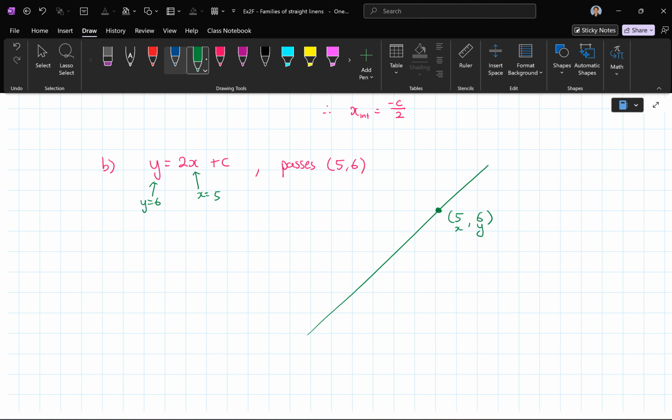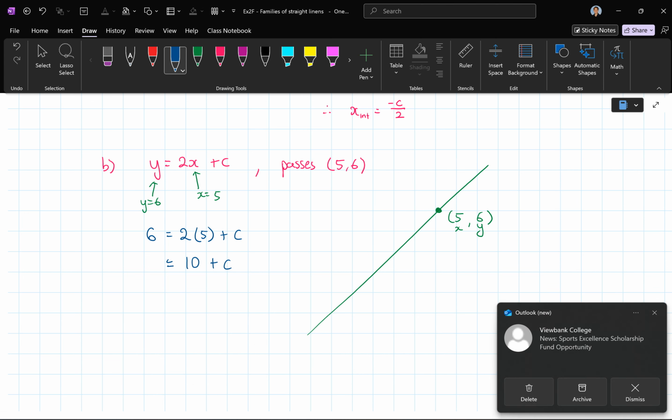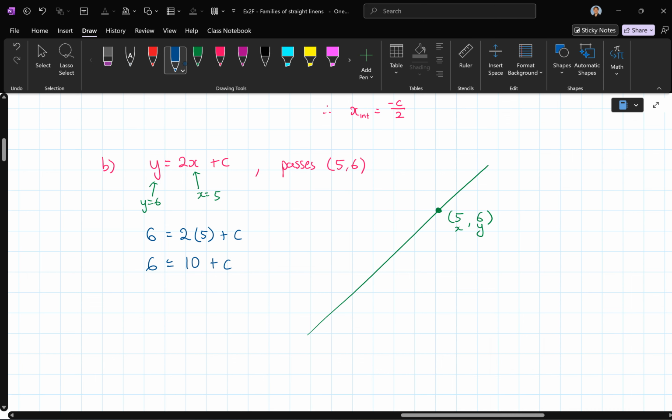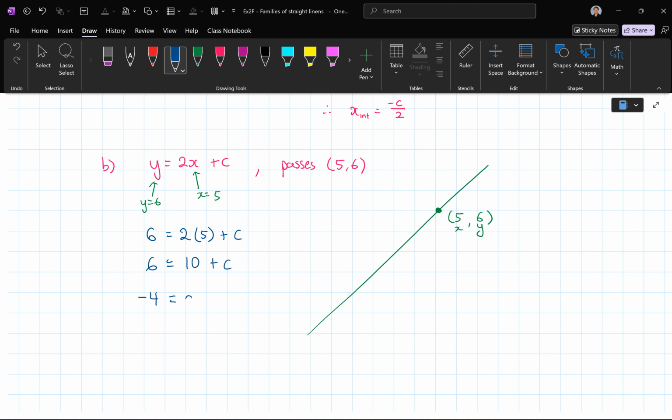If you substitute that in, you get 6 is equal to 2 times 5 plus c, and now it's possible to solve for c. That's 2 times 5, which is 10, plus c is equal to 6. To solve for c, minus 10 on both sides, and you get negative 4 is equal to c. That means if the line is going to pass through (5, 6) and has a gradient of 2, the equation must be y equals 2x minus 4.